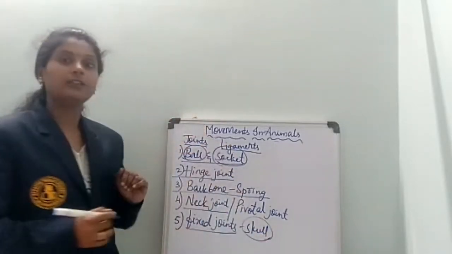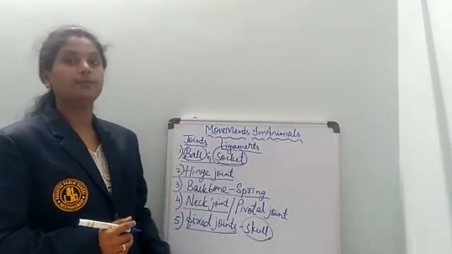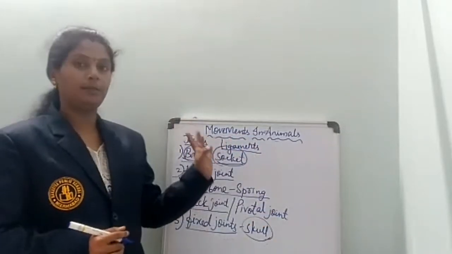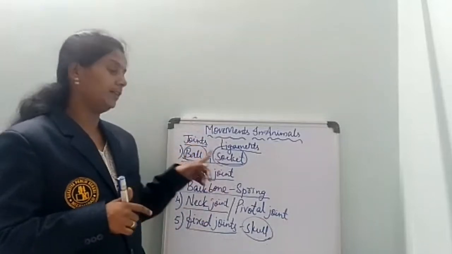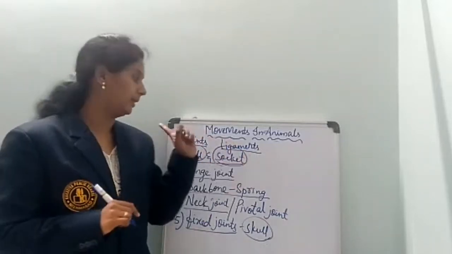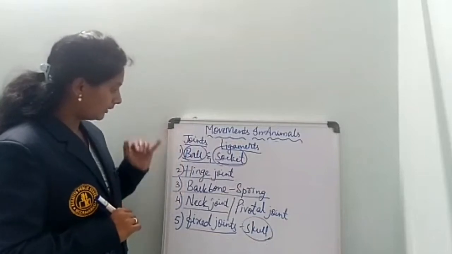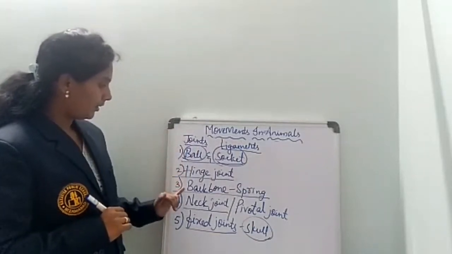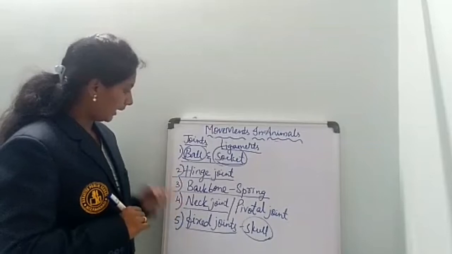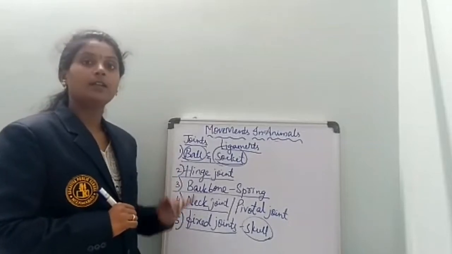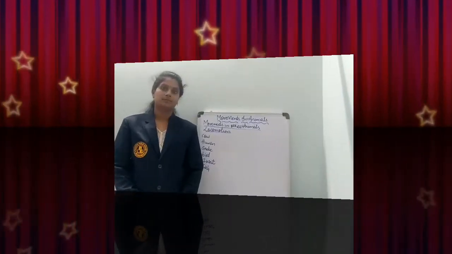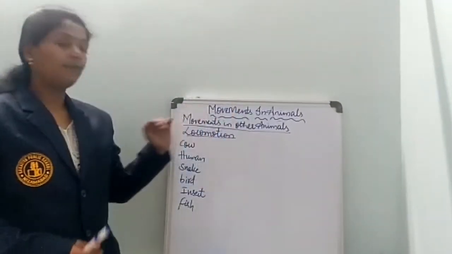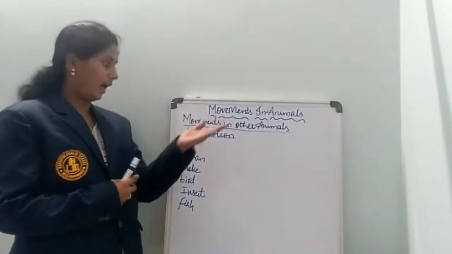Okay. So this is all about the different types of joints. A joint is two bones meeting together at a point. It is with the help of ligaments that they are joined together, like ball and socket joint, hinge joint, backbone, neck joint and the fixed joints. This is all about the bones and the joints. Now we are going to see the movements in other animals.